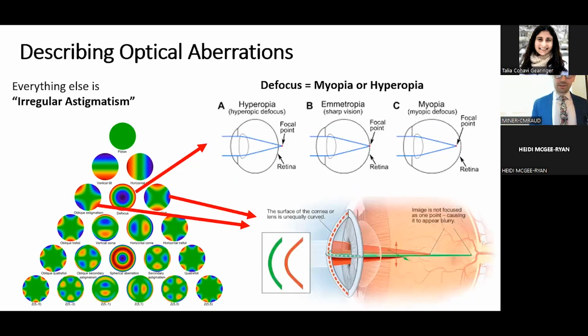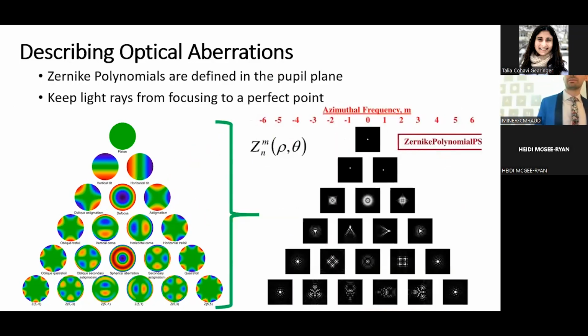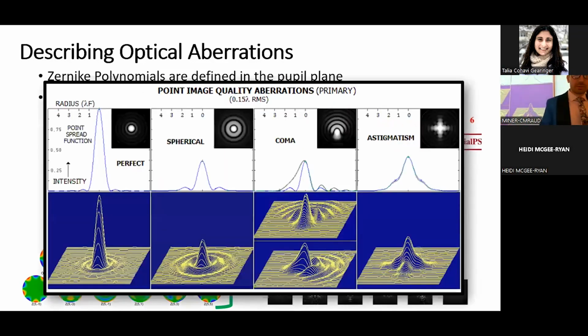And then the rest of these terms, we just clump into irregular astigmatism. But they do have an effect on vision. And so you can see here, if you looked at the point spread function, or that image of a distant star, for each one of these terms individually, this is how that image of that distant star would look, depending on what aberrations you had in your eye. Here's a blown up view of this.